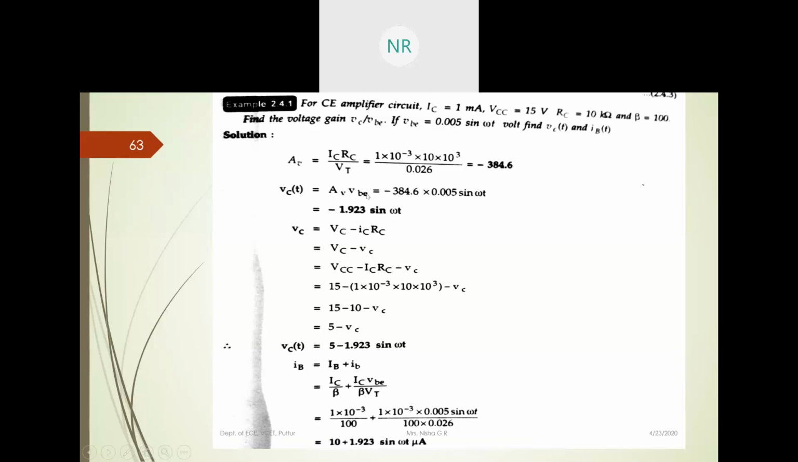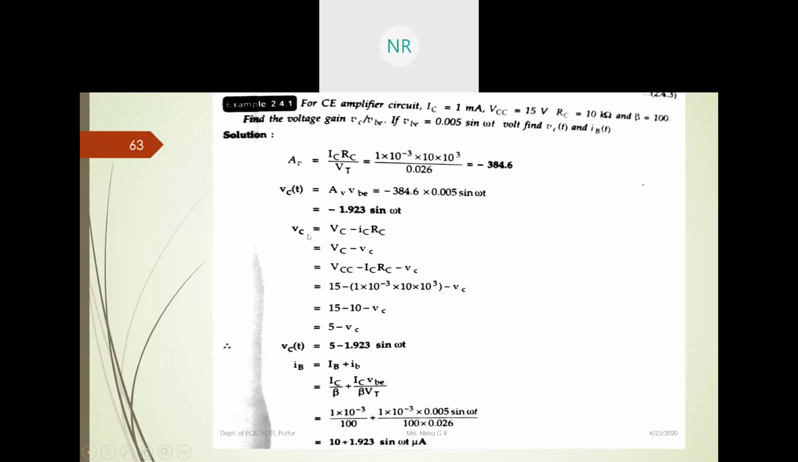Next we are going to calculate the output voltage, that is the signal voltage, which is nothing but AV into VBE. Because we know AV is vc by VBE, the vce value is nothing but gain into input. The gain we have just calculated, substitute that, and vb is given as 0.005 sine omega t. Multiply the magnitude value and keep the sine term as it is. You will get 1.923 sine omega t. You won't be getting minus, it is plus.